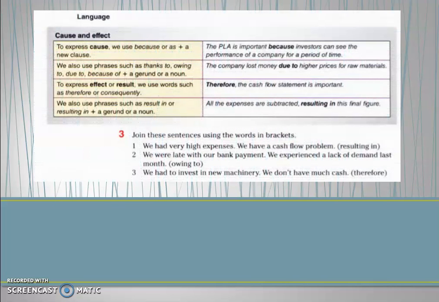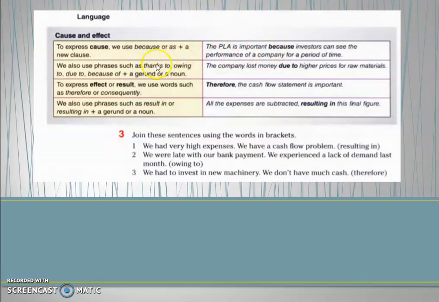Next task is about language again, cause and effect. So what is this? To express cause, we use because or as here. We use these two plus a new clause. Example, the PLA is important because investors can see the performance of a company for a period of time.